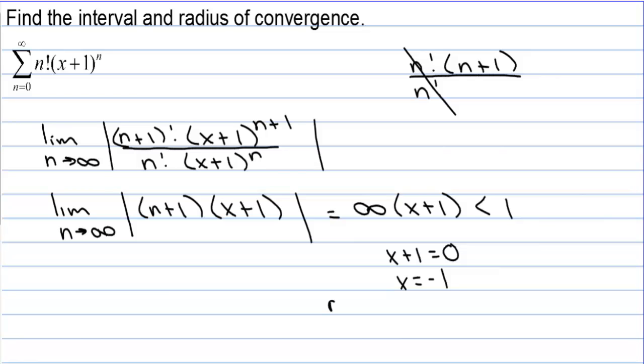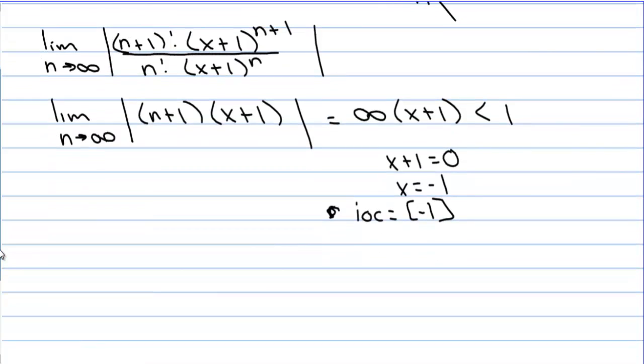So the interval of convergence is equal to negative 1 and negative 1 only. That makes the radius of convergence equal to nothing. You just have that value, and then the radius doesn't extend out to anything. So that's case number 3.